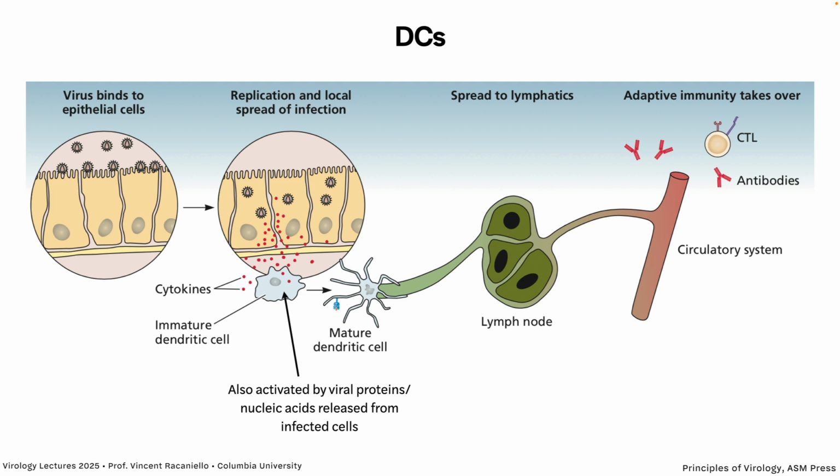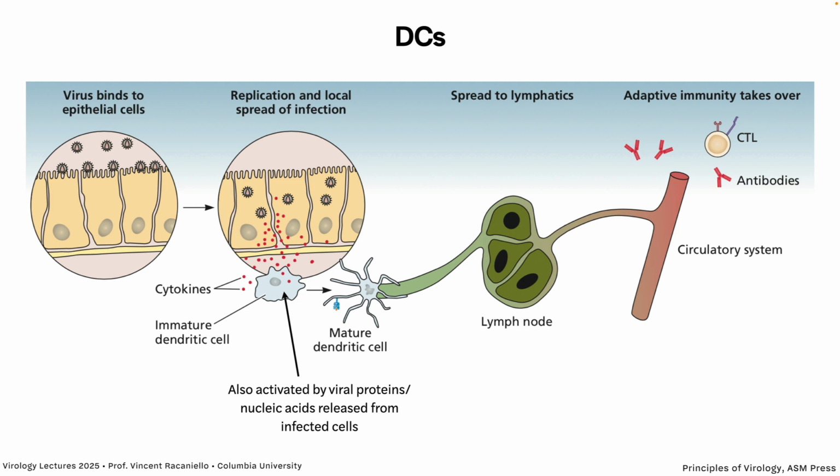And the series of events are summarized here. We have an infection of an epithelial cell. The cells sense the virus. They make cytokines. The cytokines attract sentinels. Here we're showing a dendritic cell. And these dendritic cells can also be activated by proteins or nucleic acid released from infected cells or apoptotic bodies that are taken up by the dendritic cells.